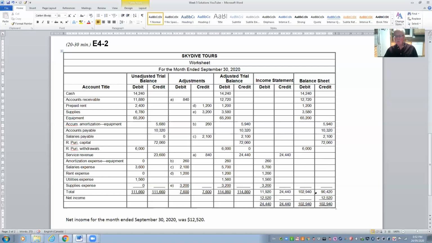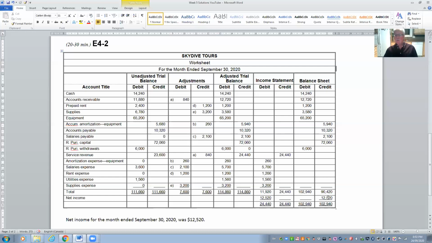Take the difference between the two columns. That becomes your plug figure here, $12,520. Of course, you add that to the 90,000, you get $102,940. This number just drops down. They're both the same. Your check really on your work is the fact that the difference between your credit and debit column on your income statement is the same difference between your debit and credit column on your balance sheet, and that this difference actually appears on the opposite side than what this one did. This was a debit difference. This became a credit difference. Once again, debits and credits to balance.